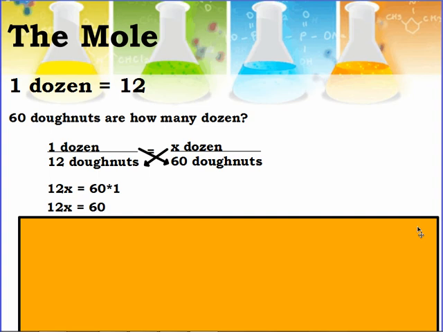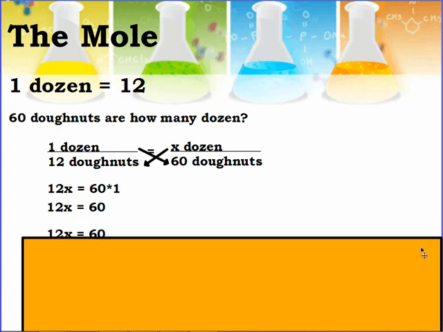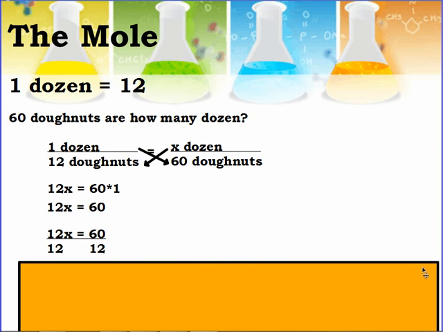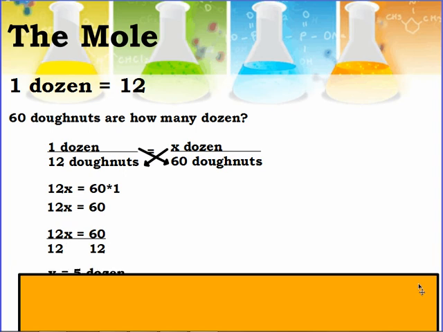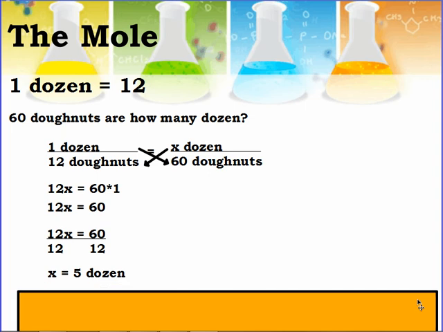How do I get that x by itself? Just harken back to your algebra class, and you know that you have to divide both sides by 12. When I do that, these 12s cancel out, and I'm left with x is equal to 60 divided by 12. Therefore, x is equal to 5 dozen donuts. 60 donuts is equal to 5 dozen donuts. Great. Let's move on to the next question.